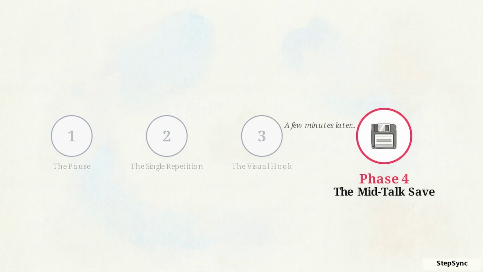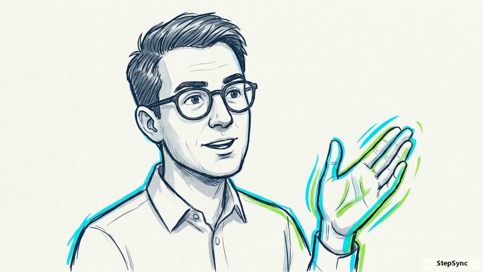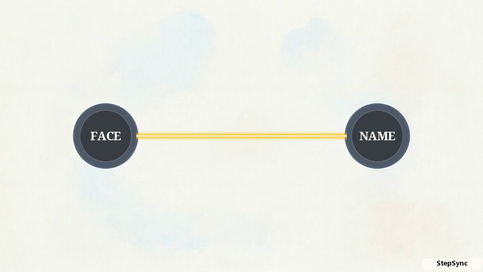A few minutes into the conversation, drop the name in casually. "That's a great point, Marcia." This is active recall. Every time you deliberately pull the name out of your memory and use it, you make the neural pathway to that information stronger and faster.